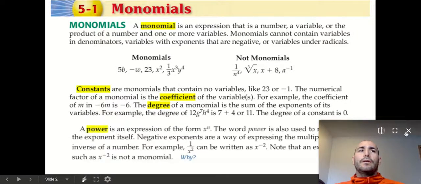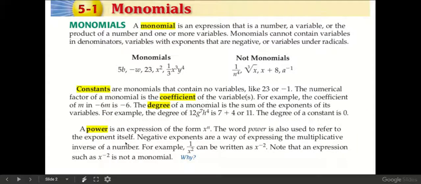And then lastly here, a power is an expression in the form of x to the n. The word power is also used to refer to the exponent itself. So usually exponent and power refer to the same thing. Sometimes we use them interchangeably.